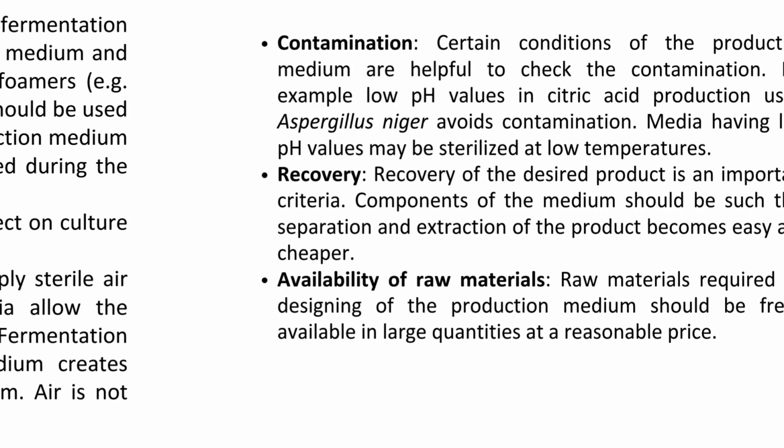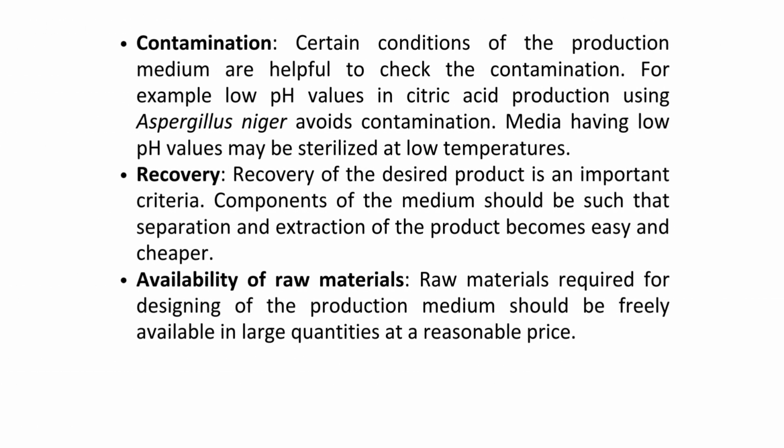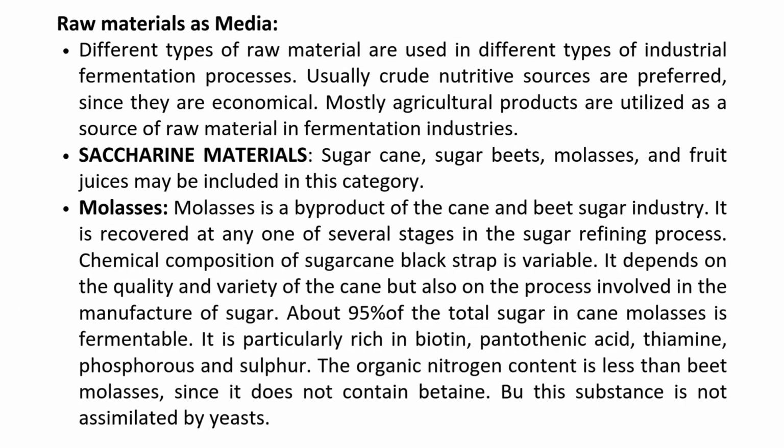Some media conditions help check contamination. For example, low pH in citric acid production using Aspergillus niger avoids contamination, and such media can be sterilized at lower temperatures. Product recovery is a major consideration. Medium components should make separation and extraction of the product easy and cheap. Finally, the raw materials needed must be readily available in large quantities at a reasonable price. A wide variety of raw materials are used in industrial fermentation, often preferring crude, economical sources, many from agricultural products.